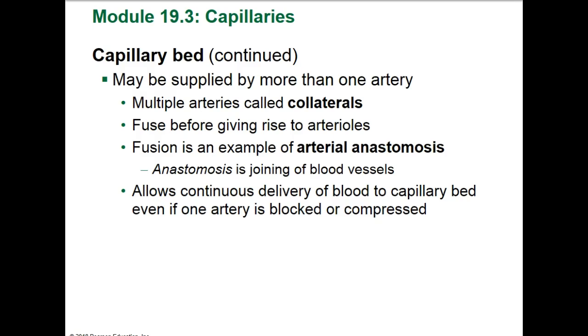And the capillary bed can be supplied by more than one artery. Multiple arteries are called collaterals. And this helps in some cases where you might have certain areas or vessels get clogged for one reason or another, or damaged. Then you have collaterals that can take over and still allow exchange of the blood. They're fused before giving rise to the arterioles. And fusion is an example of the arterial anastomosis, which is just joining of blood vessels.